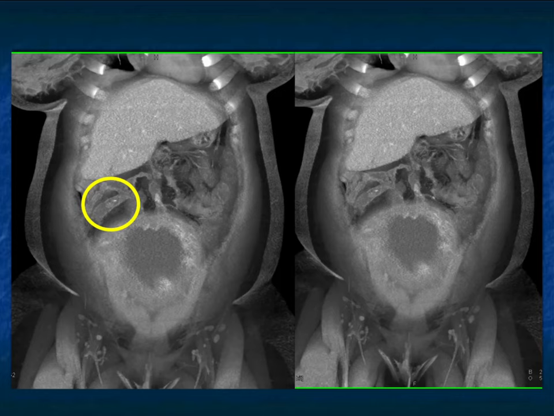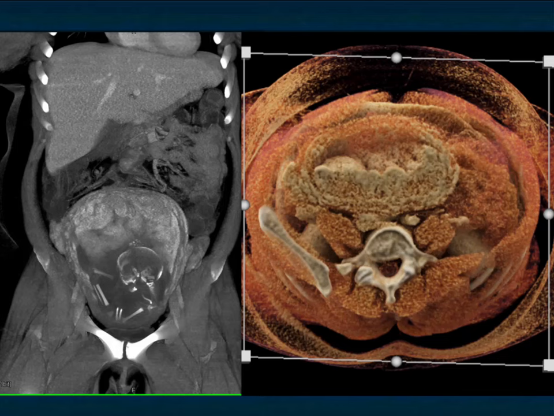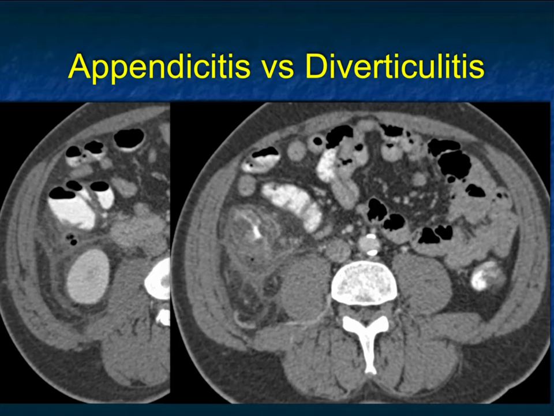Patient had a laparoscopic procedure. She did fine. The baby did fine. All's well that ends well. And here it is, the placenta and some of the inflammation on the cinematic views.